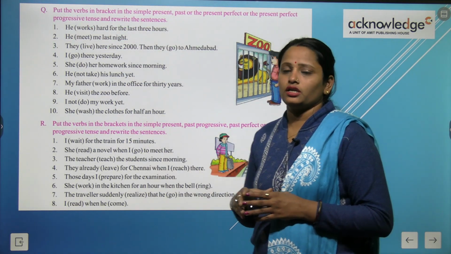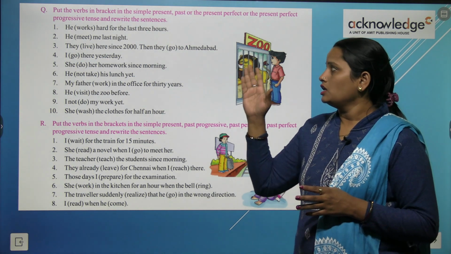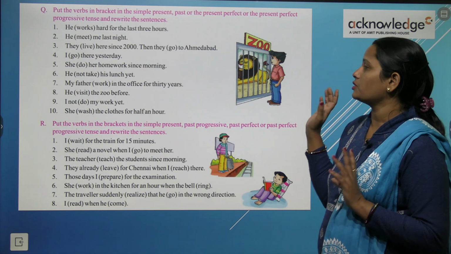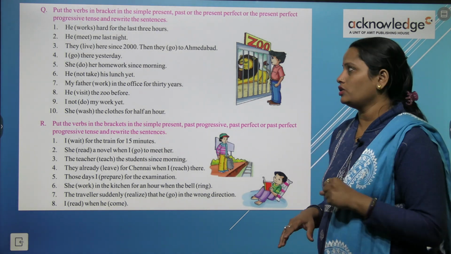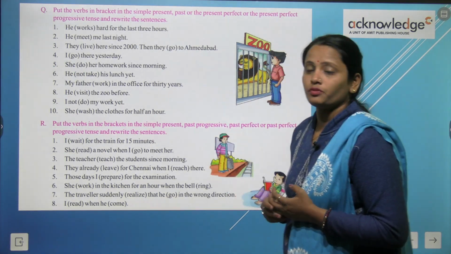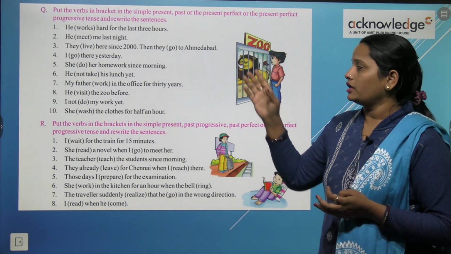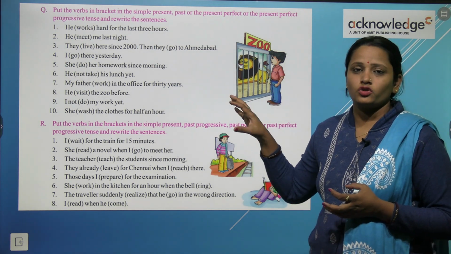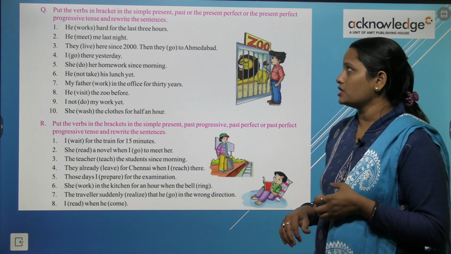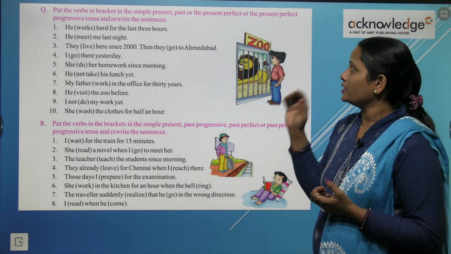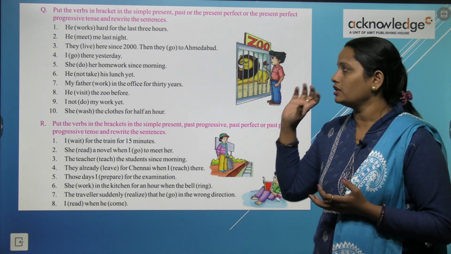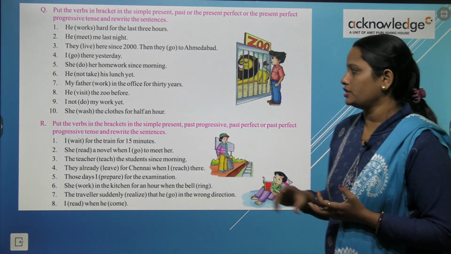Now the next question that we are going to do is: put the verb in the bracket in the simple present, past, present perfect or present perfect progressive tense. So ये तीनों tense आपको दोबारा से use करने, वहाँ पे हमने present use किया था, यहाँ पे हम past tense use कर रहे हैं and the same types of questions are given here. आपको verb को use करना है in the simple present या फिर past और the present perfect or the present perfect progressive tense में and you have to rewrite the sentences.